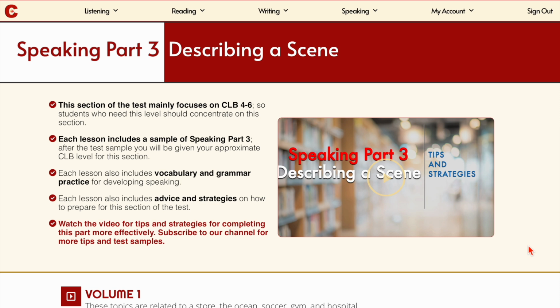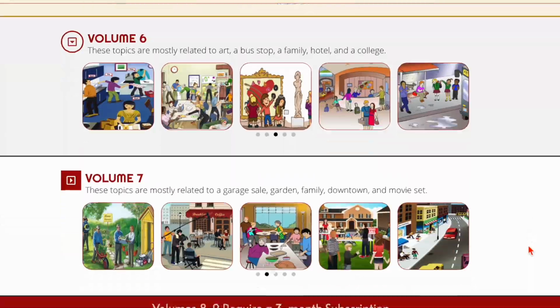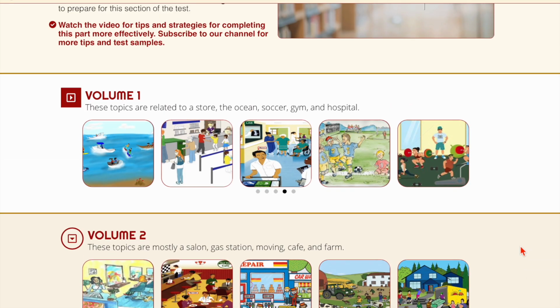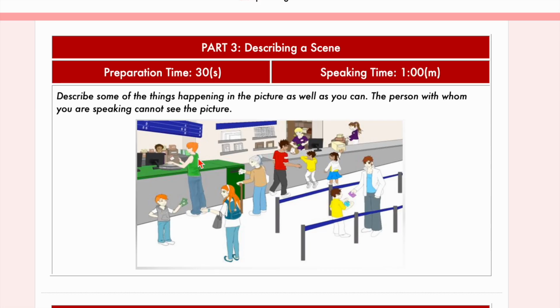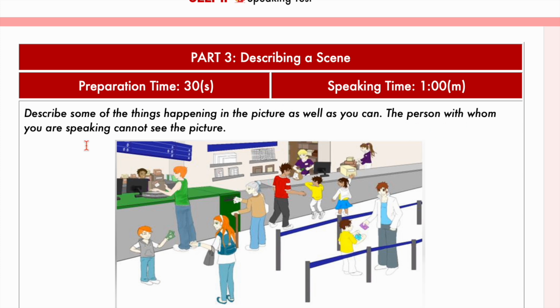Now, let's get started with today's sample, which is from Volume 1, and it's about the post office, okay? So here we are, Part 3, preparation time, 30 seconds. Speaking time, 1 minute. Always, it's the same writing here, the same question. It's written the same way. Describe some of the things happening in the picture as well as you can. The person with whom you are speaking cannot see the picture. Okay, that is always there. Okay, and here we have our picture.